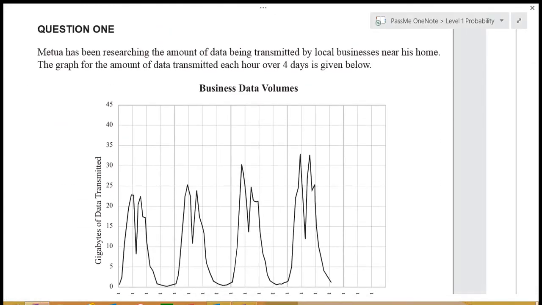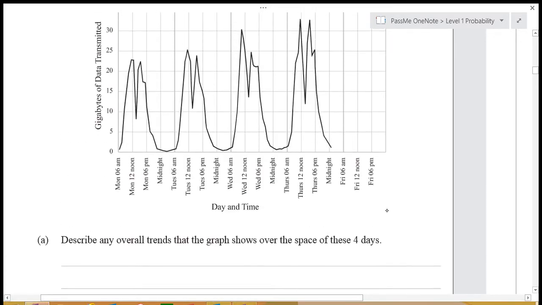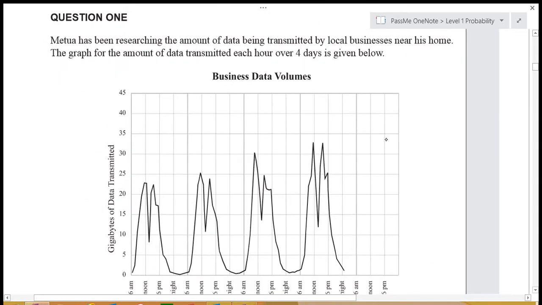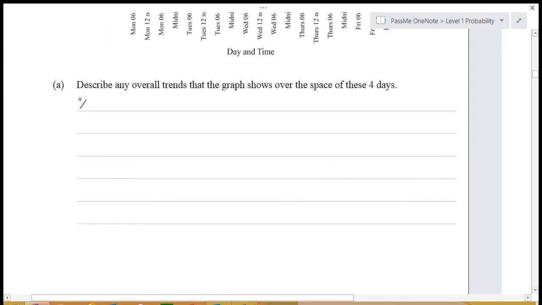Okay, let's look at question 1. So question 1 is talking about a time series graph here, a line graph, following data transmitted in a town over 4 days. And our first question is asking us to describe any overall trends that we see. So first of all, if we just look at it, there seems to be an upward trend across the board. So that's the first statement that we can state straight up. So overall upward or increasing trend. Okay, so that's one idea that we've got there.